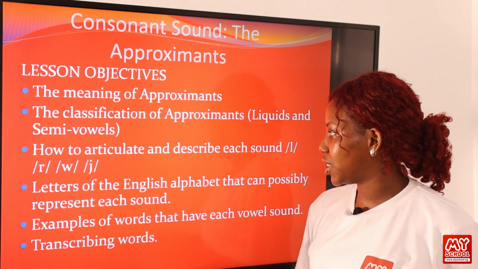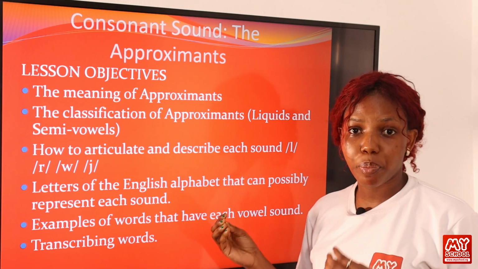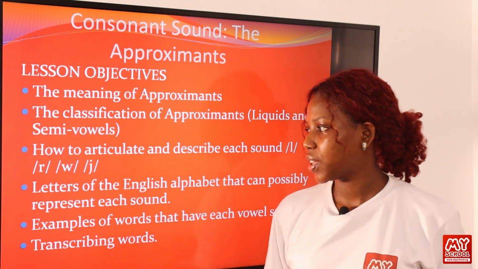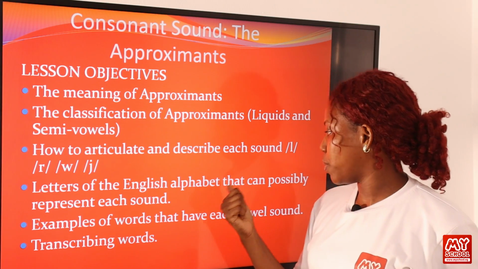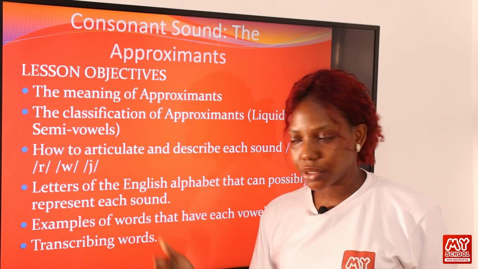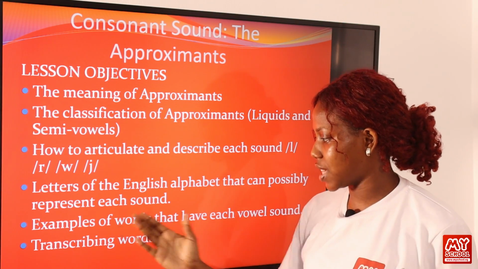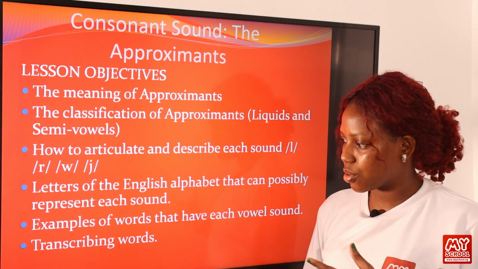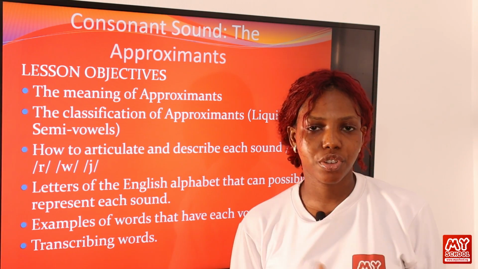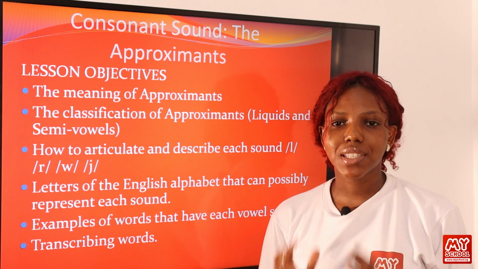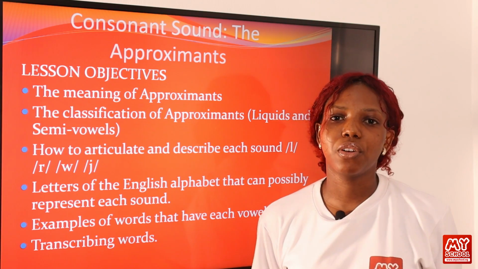Next is how to articulate and describe each approximant sound, Lateral, ya. Then the letters of the English alphabet that can possibly represent each sound. Then we'll take a look at examples of words that have each sound. And lastly, we'll transcribe words, okay? So let's start with the first objective, which is the meaning of approximants.